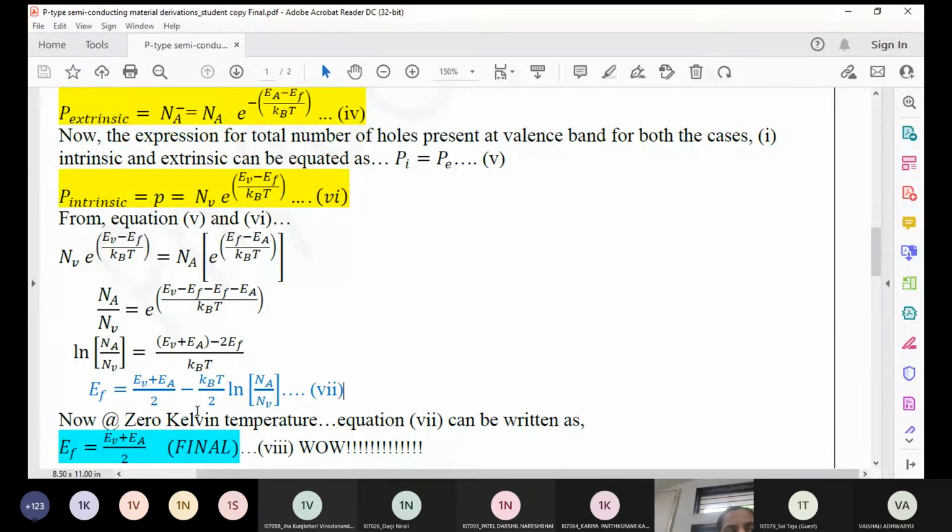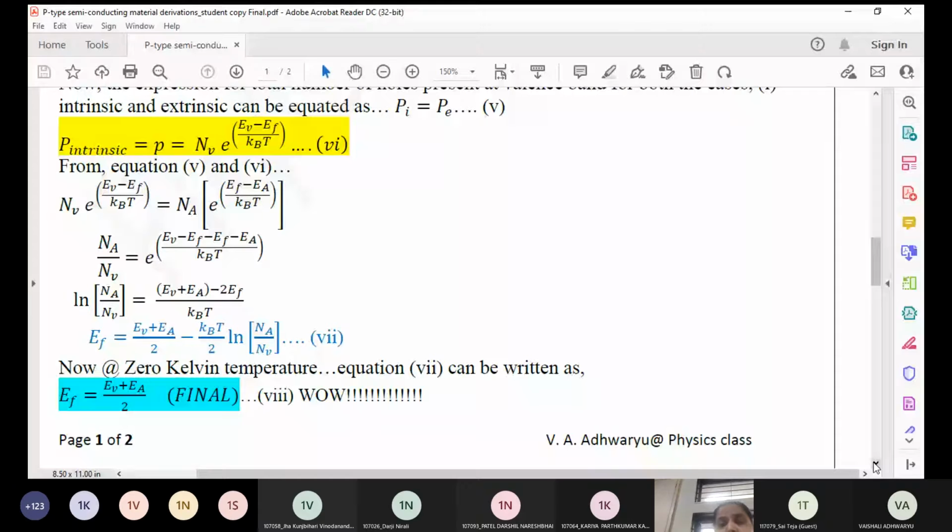Is the temperature playing a role here? Yes, ma'am. It decreases the value of energy. So it is moving towards what, EV or EA? It is moving towards EV. Very true.